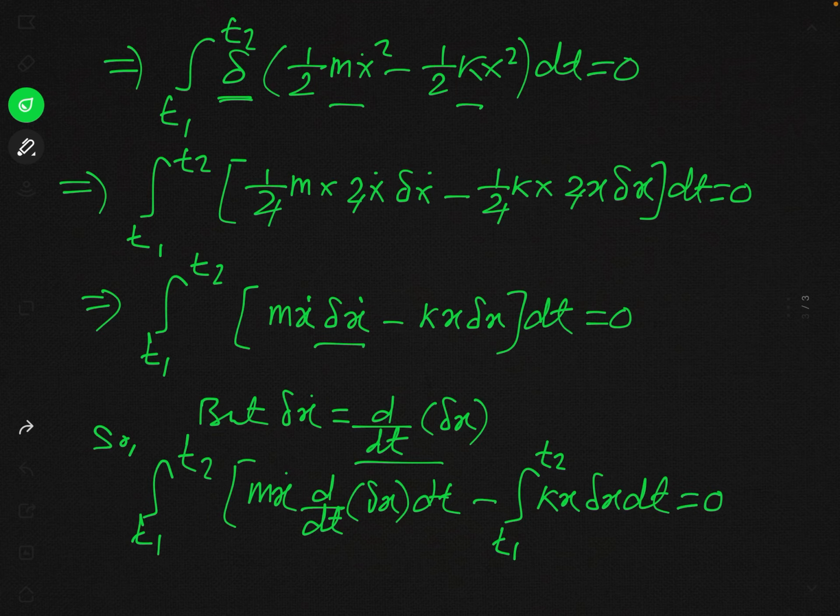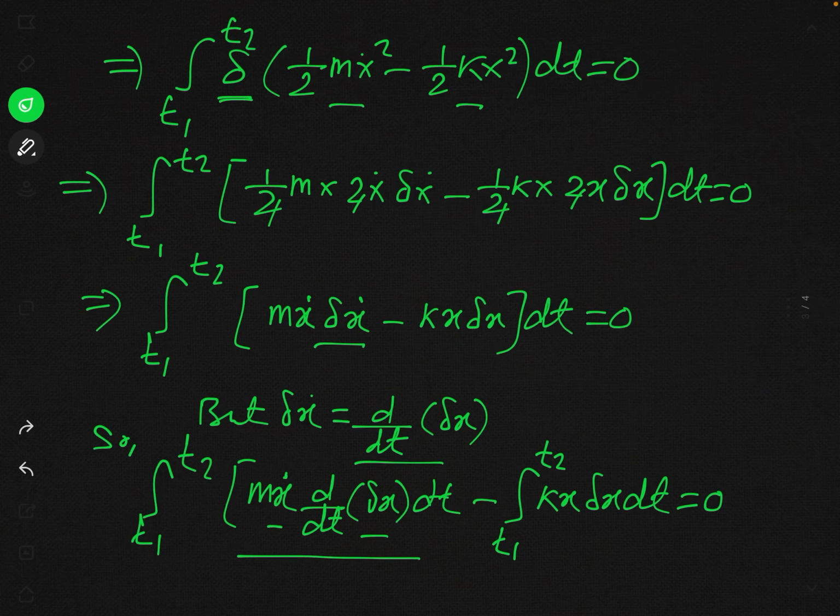Now we will integrate this first term by using the rule of integration by parts. So let us see here. We will take x dot as the first function and d dt delta x as the second function. So considering x dot as first function and d dt delta x as second function, we will integrate this first term. After using the rules of integration by parts, you can see what will be this result.